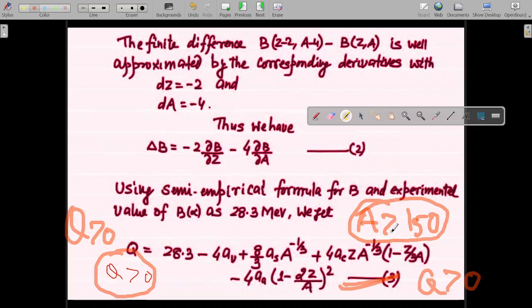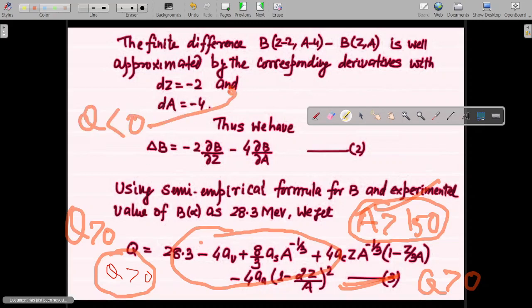Because the Q value must be greater than 0 in order to have a feasible nuclear decay. And the value of Q can be greater than 0 only when a value of A greater than 150 is put in this equation. Otherwise the Q value comes out to be smaller than 0. And when the Q value is smaller than 0, the feasibility of the process is not there. It is not an exothermic process then.